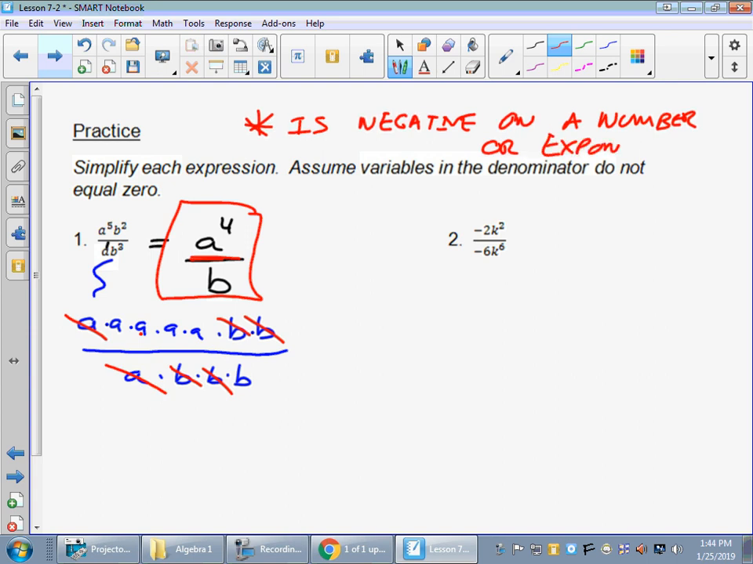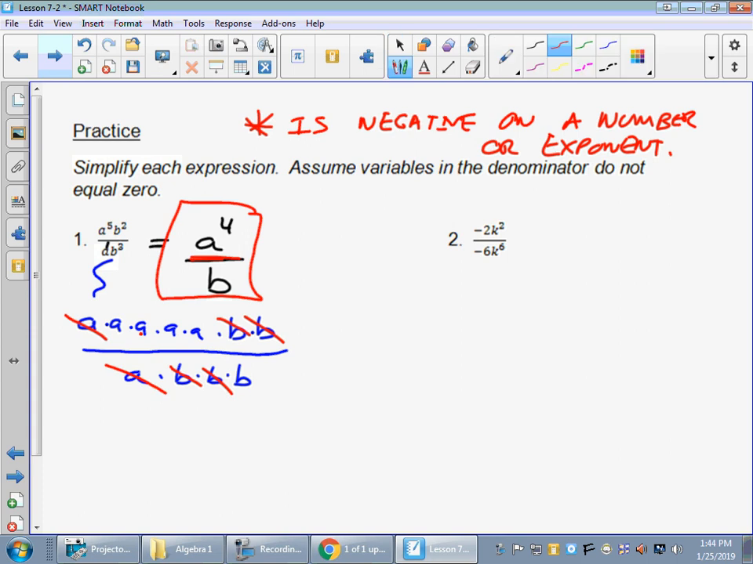Because if the negative is just on a number, then we don't really have to do anything with it. Like this -2 and this -6. That doesn't mean we have to do any flipping, because the -2 and the -6 are just numbers. If the negative is on an exponent, that's when we would have to do some flipping and make it positive. So in example number 2, we really don't have to do any of that.